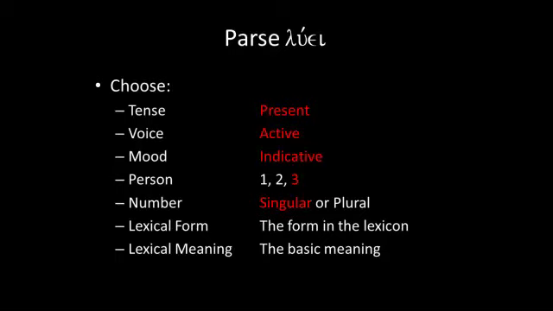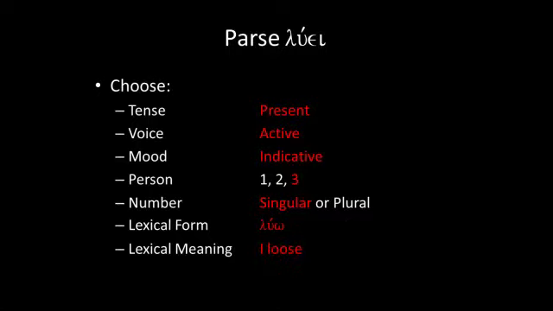What does this one come from? What's the dictionary form? What's the lexical form? Well, it's luo. And what is the basic meaning of luo? I loose. Present active indicative, third singular, from luo, I loose.